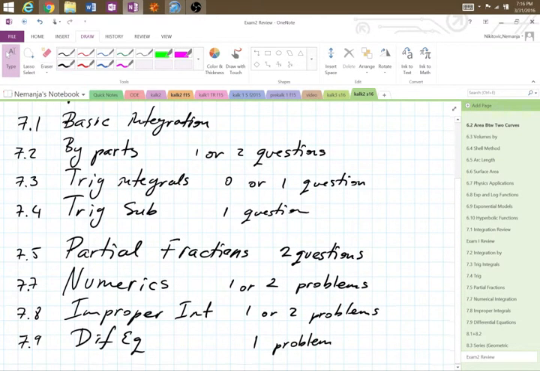We technically have 7 sections, which is 7 problems, and then 3 problems will be repeats from this where you have 1 or 2. That's the exam.